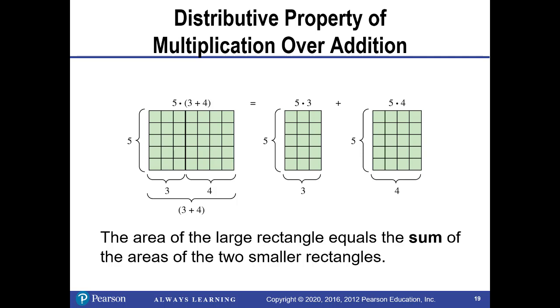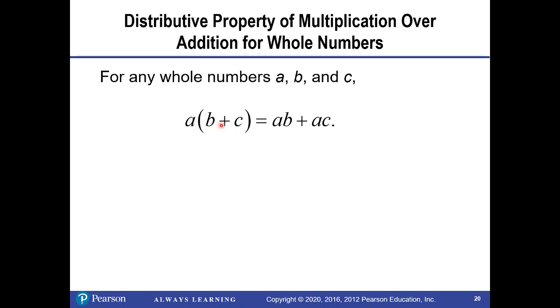So here what we see, looking at an area model, is that the area of the large rectangle is the same as the sum of the two smaller rectangles. We can break them apart. We do stuff like this in geometry too, right? When we try to find the area of a shape that's complicated, we break it up into simpler shapes. It's kind of similar.